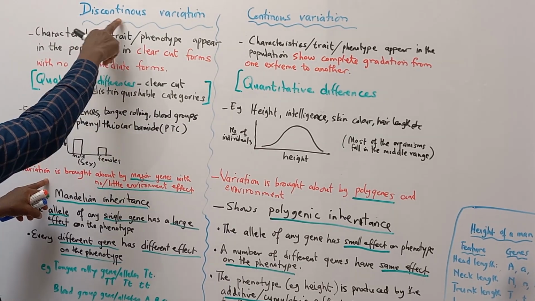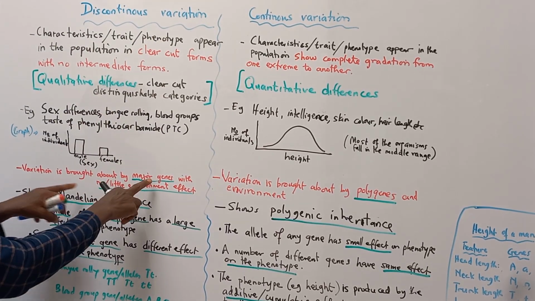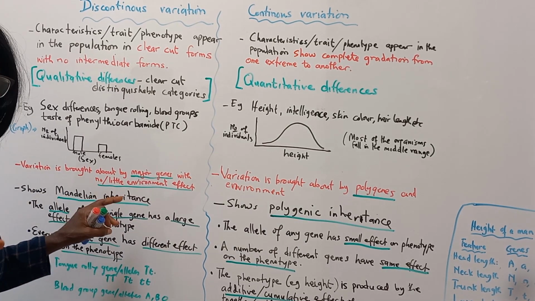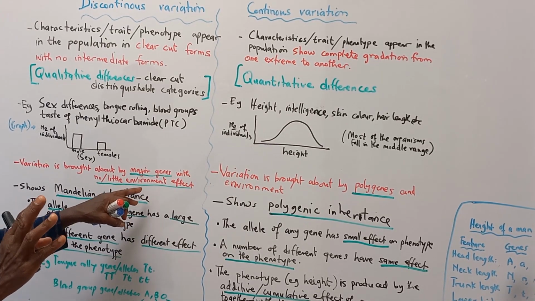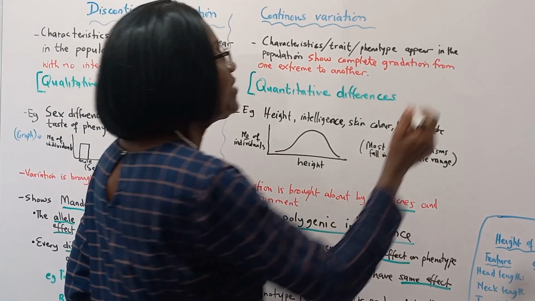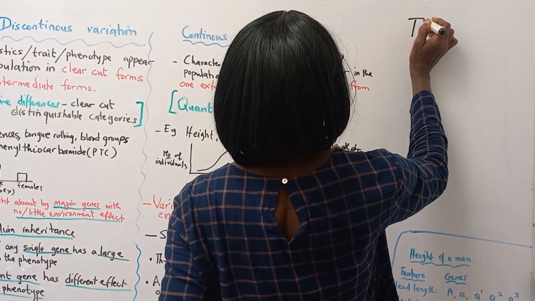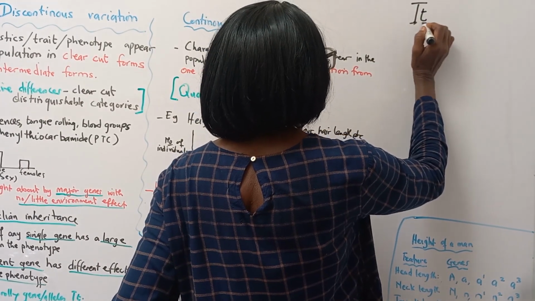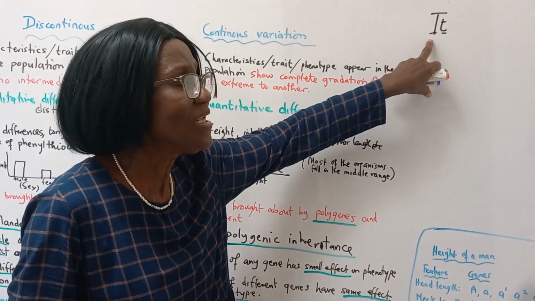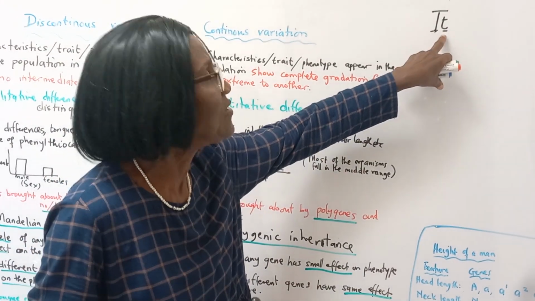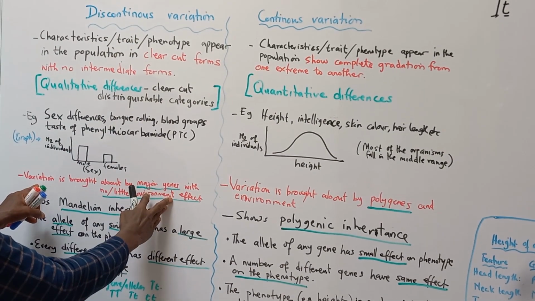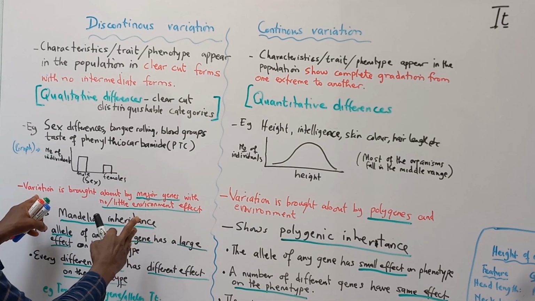Now, the differences that cause discontinuous variation are brought about by major genes with no environmental effect or very little environmental effect. Major genes: you have one gene, tongue rolling, a dominant allele plus its recessive allele. There are two alleles. This is an allele for tongue rolling, and this is an allele for non-tongue rolling. So discontinuous variation is caused by major genes.